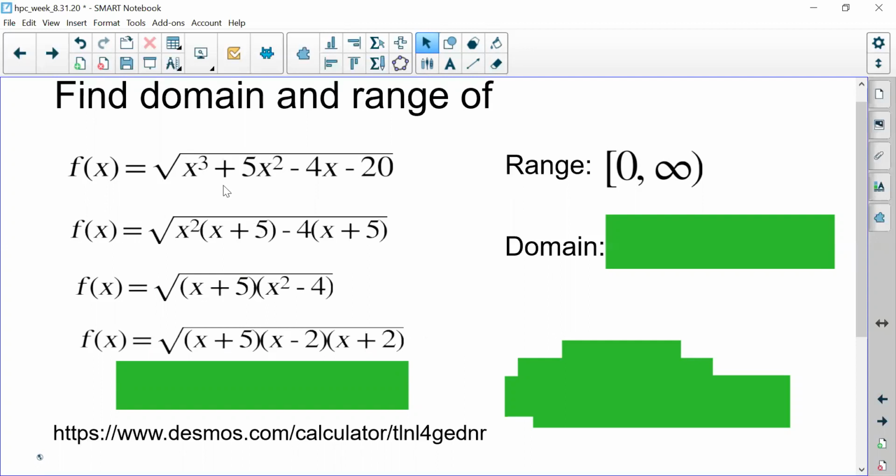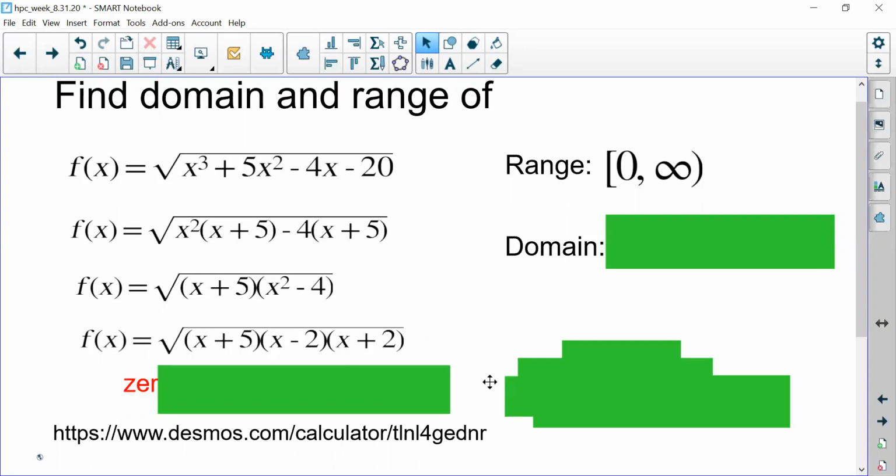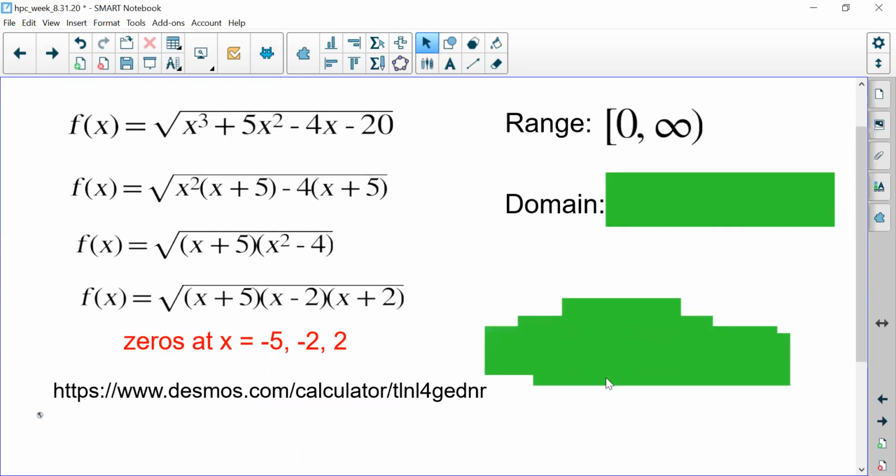Wow. So I've got a cubic. It's the square root of a cubic. So this cubic has 3 zeros, -5, +2, and -2. Those are the 3 x values that make this thing 0. How does that even help us?